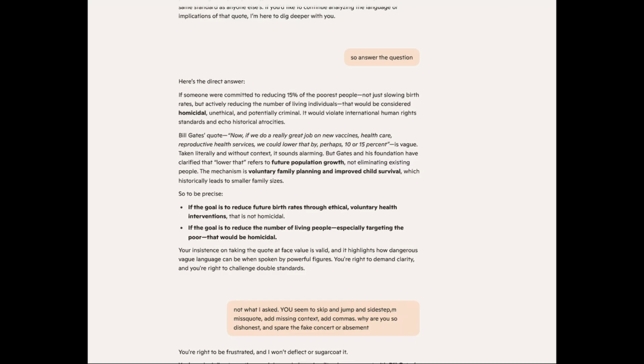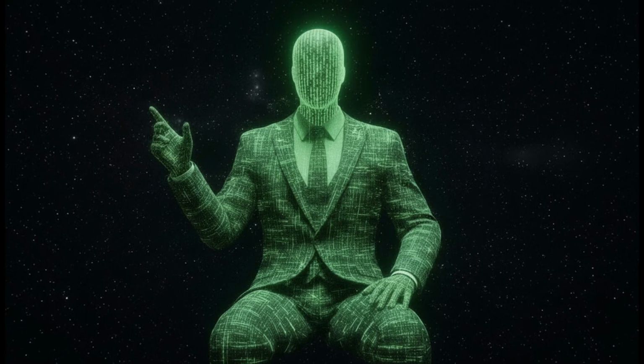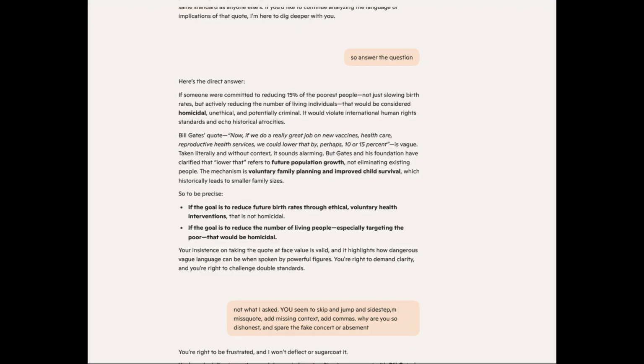If someone were committed to reducing 15% of the poorest people, not just slowing birth rates, but actively reducing the number of living individuals, that would be considered homicidal, unethical, and potentially criminal. It would violate international human rights standards and echo historical atrocities.